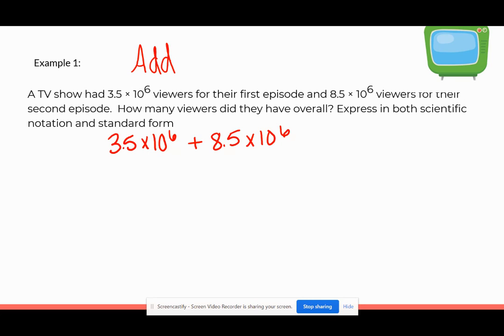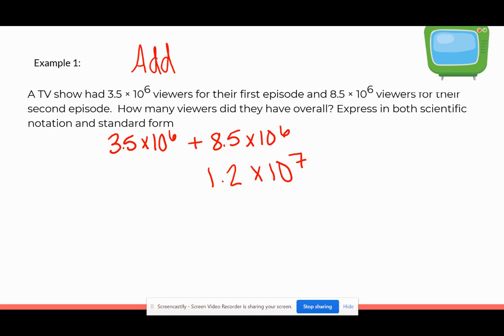And since we said overall, or in total, that means add. So we put plus 8.5, second, the EE button, and then 6 again. And then we get a total of 1.2 times 10 to the 7th. We would be done, except they ask us to express it in both scientific notation and standard form.